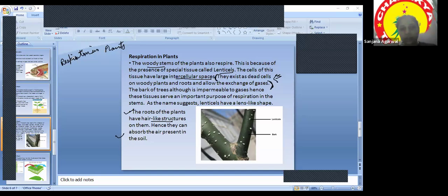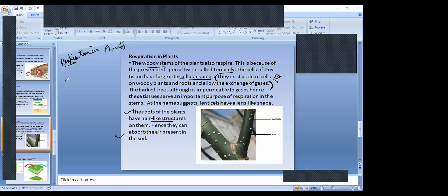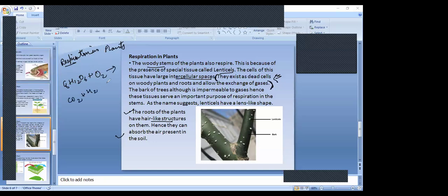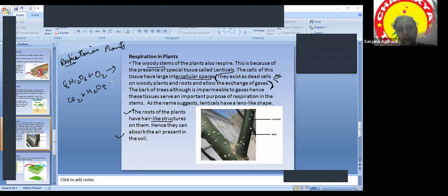Like photosynthesis, what will be the equation for respiration? That is C6H12O6 plus O2 gives CO2 plus H2O plus energy, in the presence of oxygen. For respiration, plants also require oxygen with the glucose. Sorry, that will be the arrow. So they give off carbon dioxide, H2O and energy. And if you want, you can write energy as ATP also.